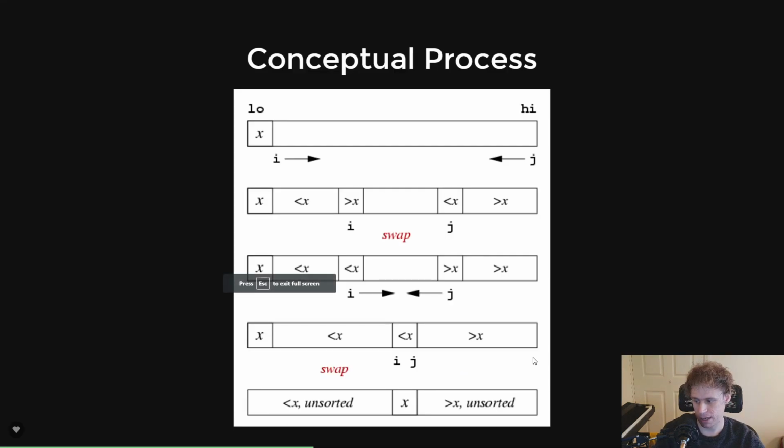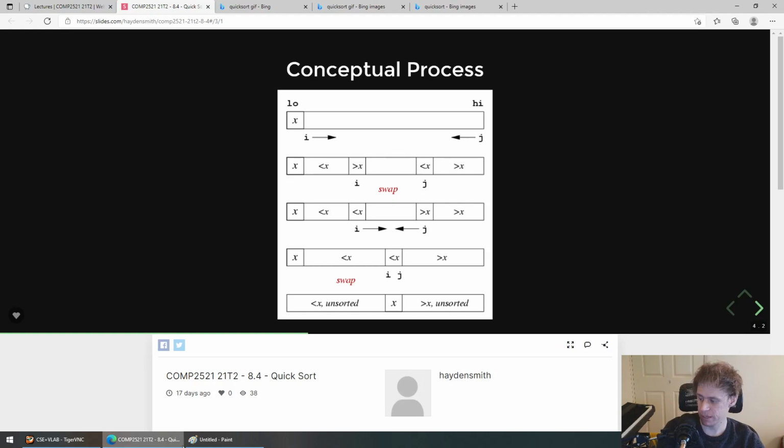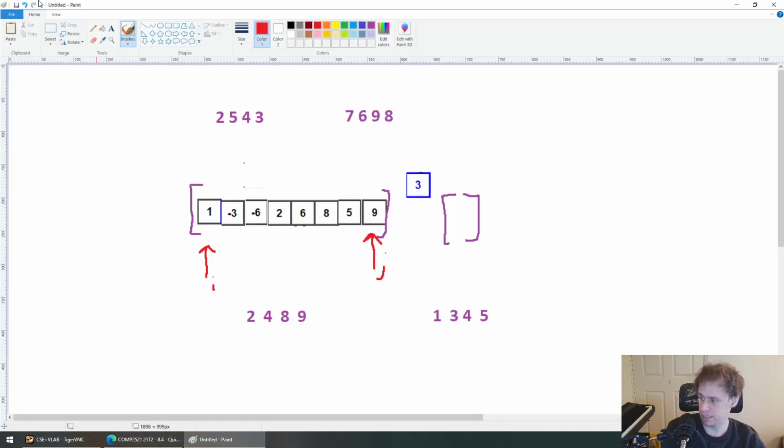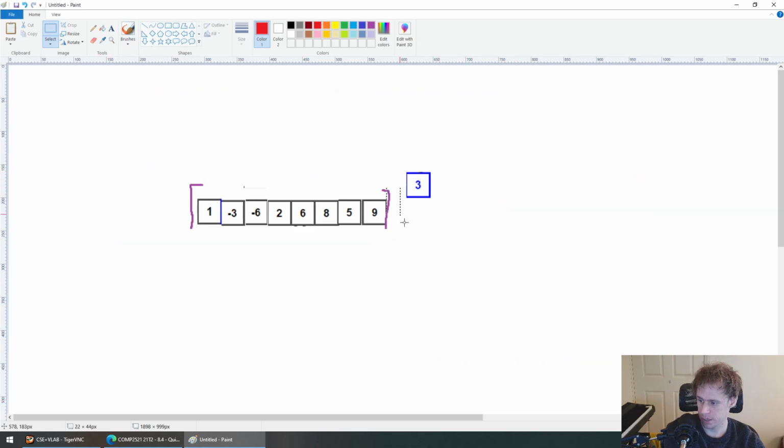So if we try and apply this algorithm more specifically to this example we had here, let me just get rid of all this, and then we can demonstrate it again.